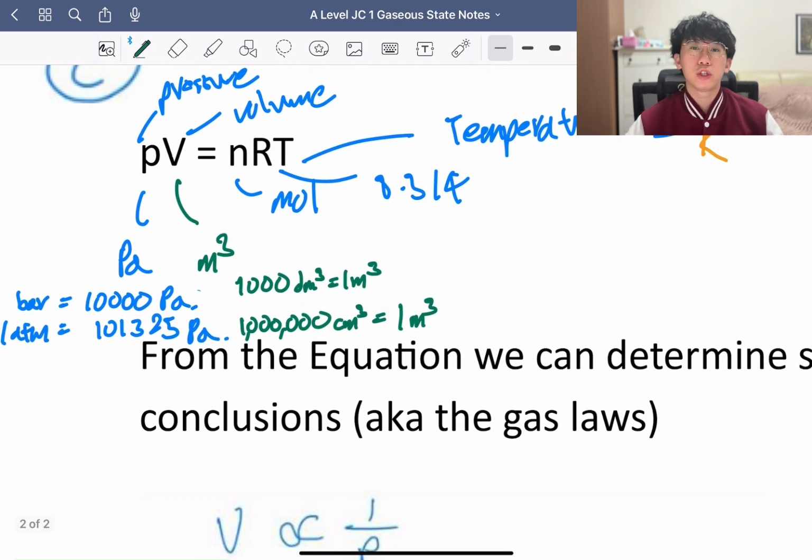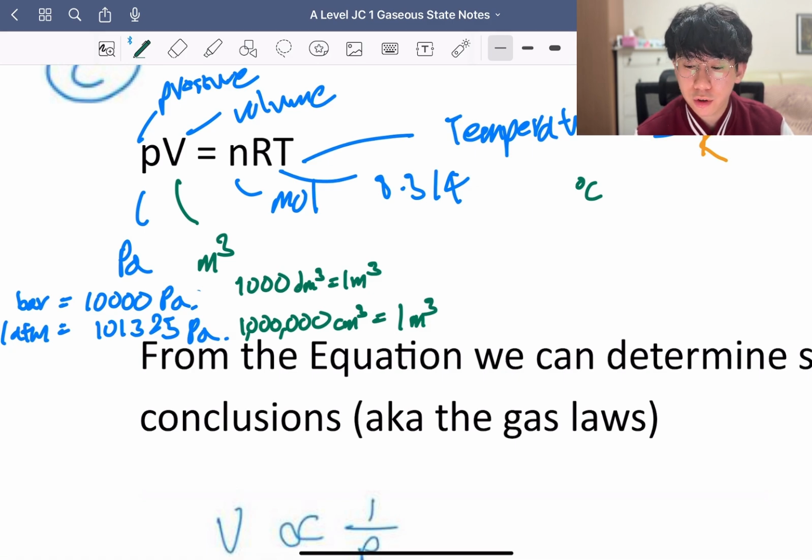For n, we usually just use moles, and for T, always remember that you could get degrees Celsius, and whatever degrees Celsius you have, let's say you have 8 degrees Celsius, you just have to add 273, and you will get the equivalent in Kelvin.